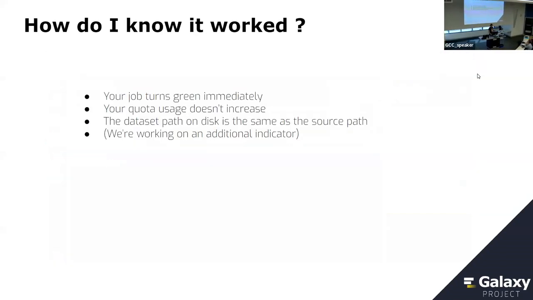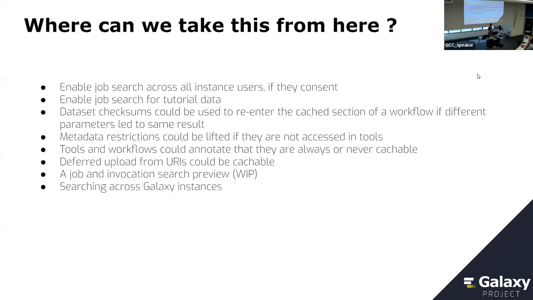So how do I know it worked? Your job turns green immediately. The quota usage doesn't increase. We don't actually copy the physical data set when we copy things. We just copy the reference. So that's great. The data set path is obviously the same as from the job that you copied it from. And we're working on an additional indicator to also let the user know that this didn't actually consume anything.